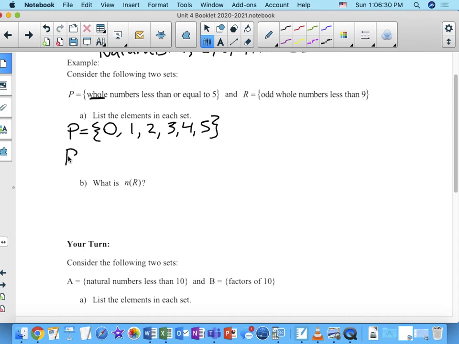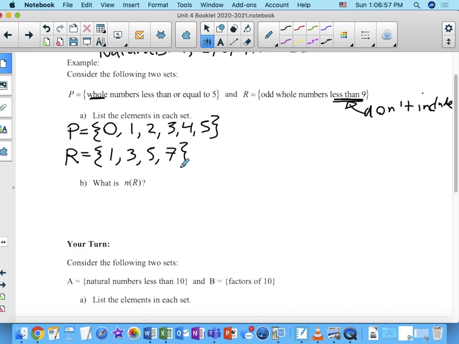And then R, odd whole numbers less than 9. So less than means don't include 9. We don't include that value of 9, and it starts with odd numbers, so we're not going to include 0. It's just going to be 1, 3, 5, and 7.